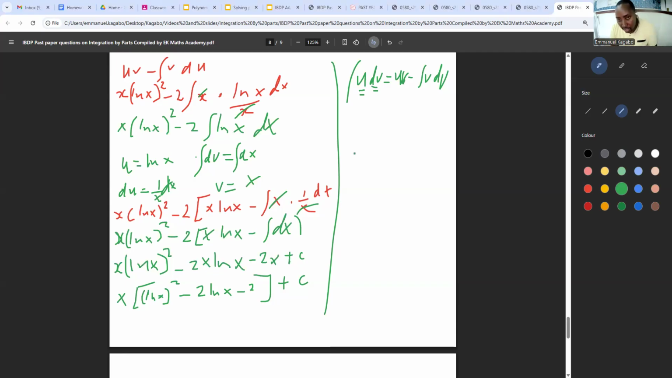Continue doing more questions, more IBDP questions. I'm planning to do integration by u substitution or differential equations. By the way, in comments, which one should I do next? Should we do IBDP questions on differential equations, or should I do it on u substitution? Which one? Let me know.